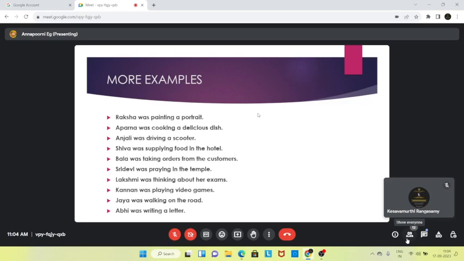Okay. Then who can read the next one? Kavini. Yes, ma'am. Lakshmi was thinking about... That is already done. That's done. You can move to the next one. Okay, ma'am. Kannan was playing video games. Kannan is the subject. Was playing is the verb. Video games is the object. Okay. Next one.